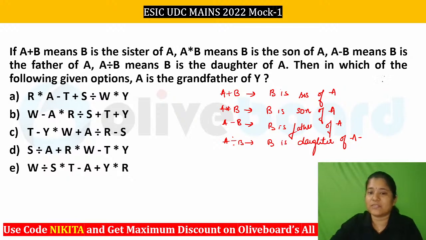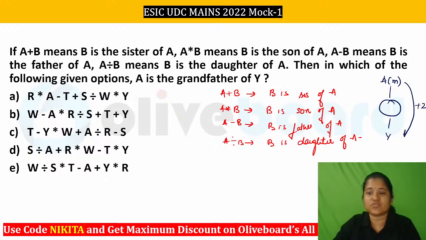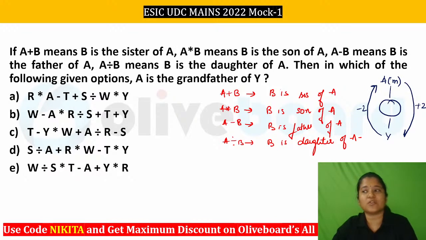Now A has to be the grandfather, that means A should be a male person, that is for sure. So any option that gives you A as a female person will never be the right answer, right? So you can see the generation gap of A to Y has to be +2, that is A should be 2 generations above Y, and similarly Y is 2 generations below A, so the relation should be of -2 generations. Okay, so let's check it out.